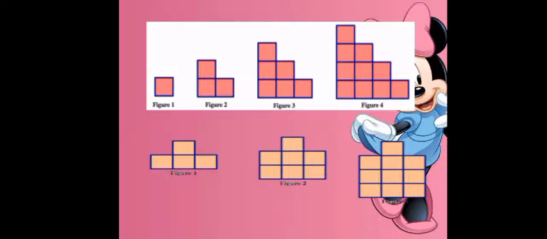From figure 1, 1 block. From figure 2, 3 blocks. From figure 3, 6 blocks. And then from figure 4, 9 blocks. For the second example, figure 1 consists of 4 blocks. Figure 2 consists of 7 blocks. And figure 3 consists of 10 blocks. So as you've seen, each figure is added by a number of blocks, and it's growing.